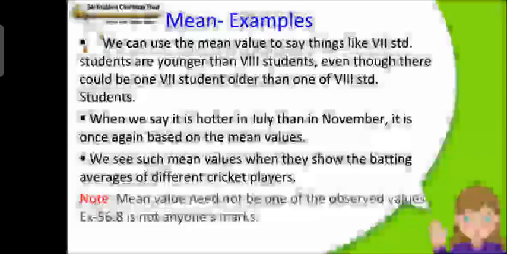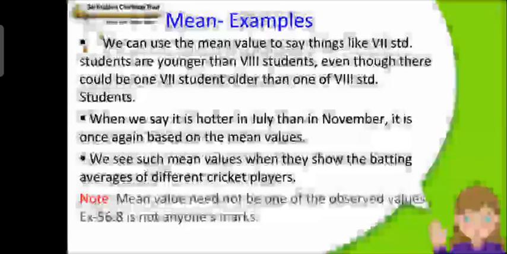When we say it is hotter in July than in November, it is once again based on the mean values. Maybe some days in July may be cold. We know that November is the cold month. Yes or no? We know that July is the hottest month. Even though there are 1 or 2 days that vary, we will still consider July as the hottest month, which is based on the maximum number of days.